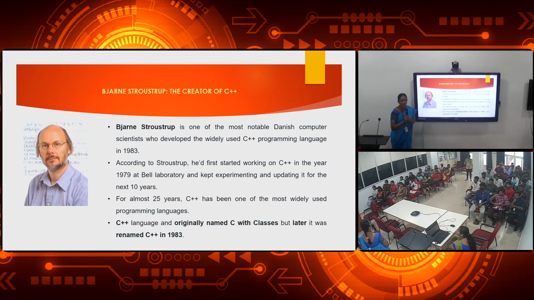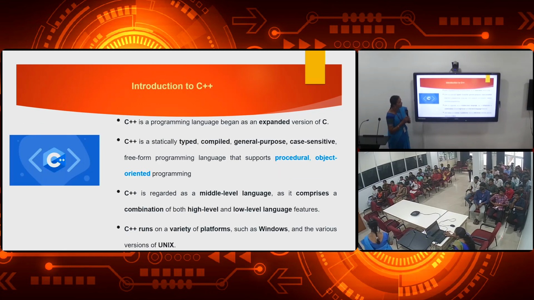The C++ language was originally named C with Classes, and later on it was renamed C++ in 1983. So already we know that C++ is a programming language which was an expanded version of C. As the name indicates, it is C with classes. C is actually a procedure-oriented programming language. After the concepts of classes and objects were introduced in C++, the language became an OOPS language.